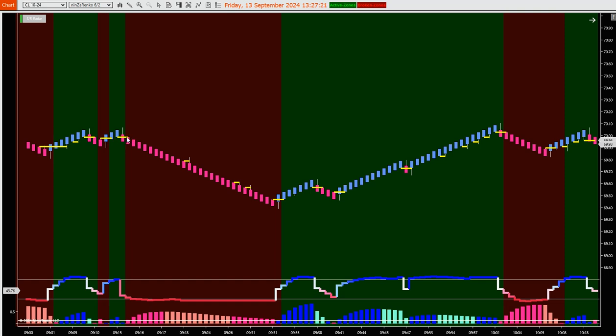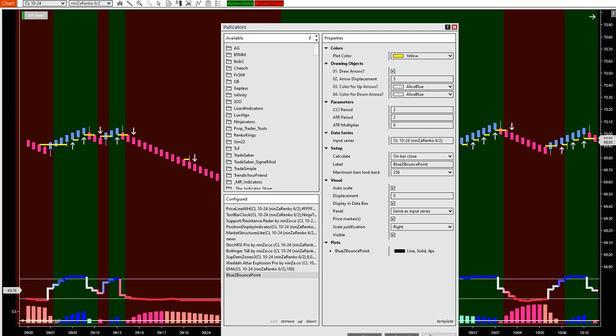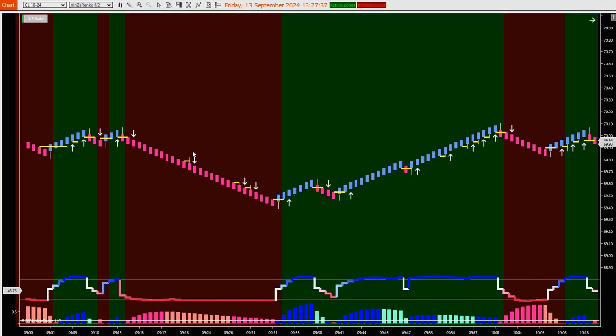When I first created the indicator, I made an arrow to go with this. But the arrow prints after the line finishes, and I don't really care for that. I prefer to trade once you break the line, because you get in a bar earlier. And that can be the reason why you would win a trade or lose a trade on some of these smaller ones.